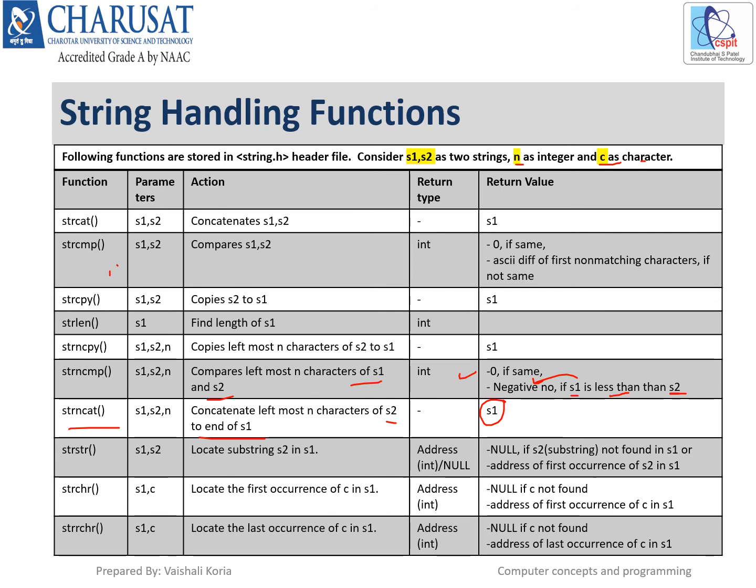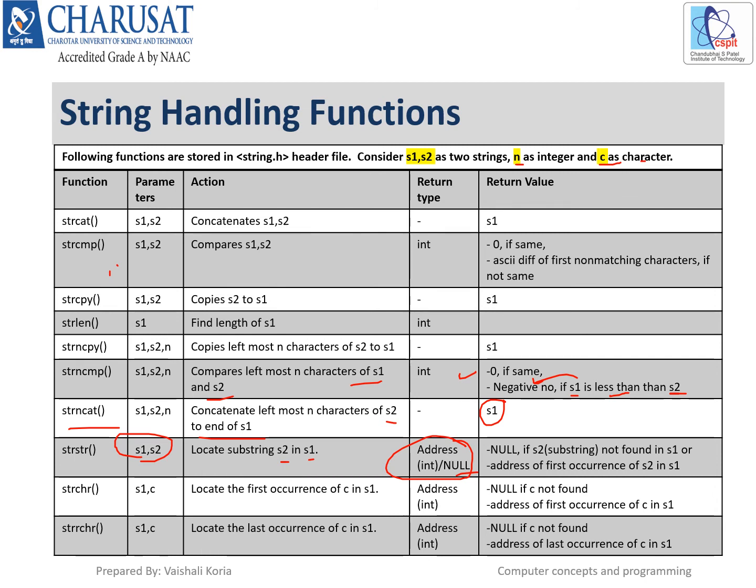The strstr function will accept two strings, right? S2 can be a string constant. So this function will locate the substring S2 in S1. Now here, what will it return? It will return the address of the location of S2 in S1. So its return type is integer, as addresses are always integers. Okay, so the return type is integer or NULL. NULL if the substring is not found in S1, otherwise the address of the first occurrence of S2 in S1.